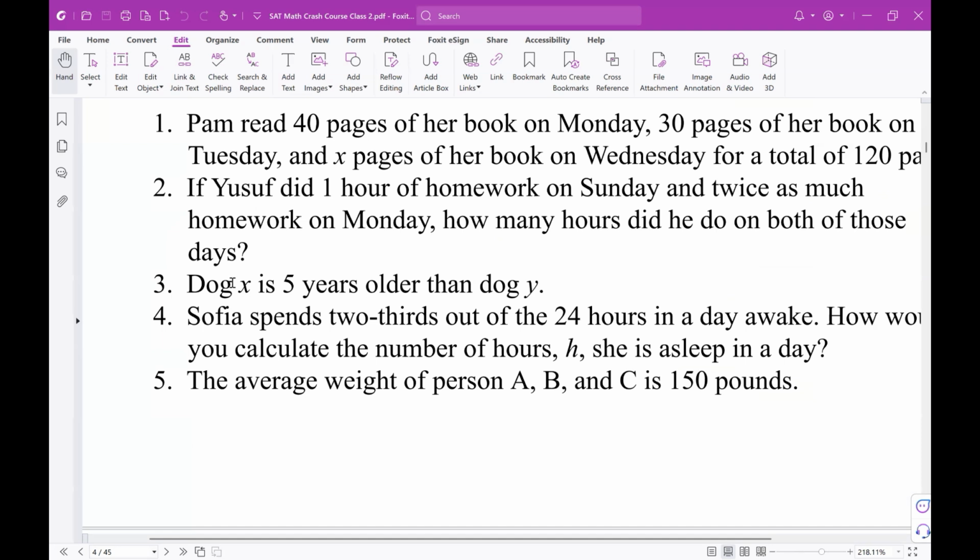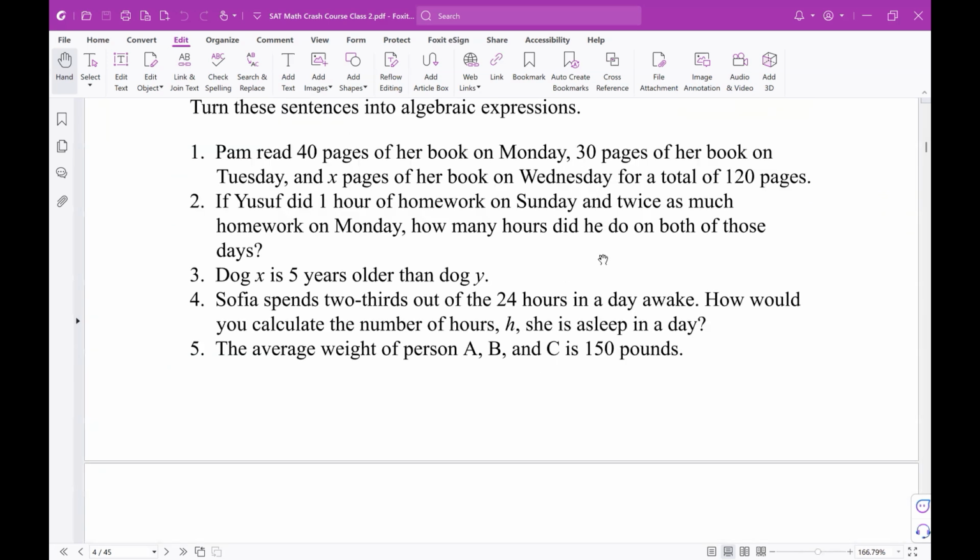Dog X is 5 years older than dog Y. This is a very common problem. I think you would understand.